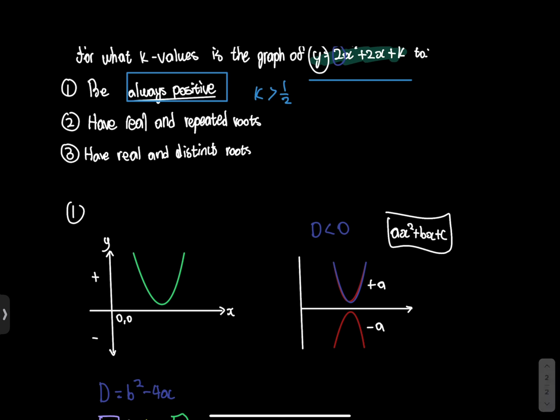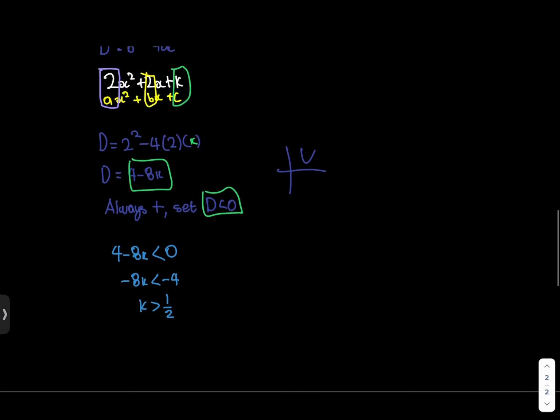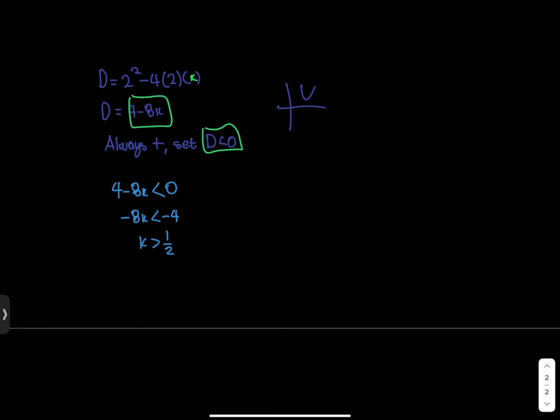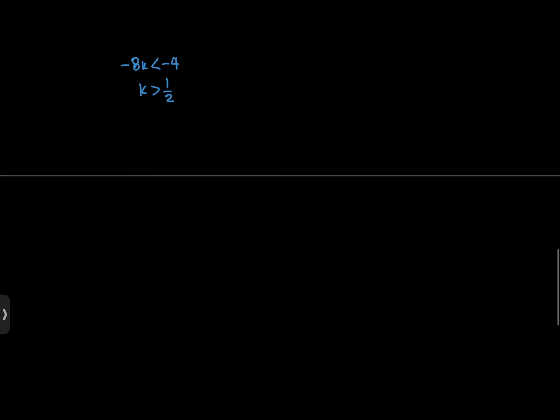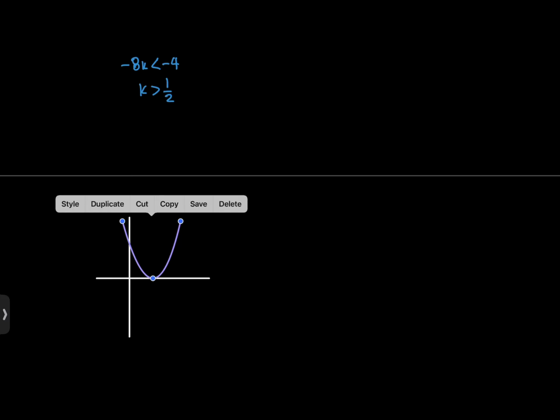What about for what k values, sorry for the bad English, is the graph of this to have real and repeated roots? What does real and repeated roots mean? Well, if you remember, that just means the graph is tangent to the x-axis, meaning that the graph just touches the x-axis. It doesn't go beyond, it just touches like this.